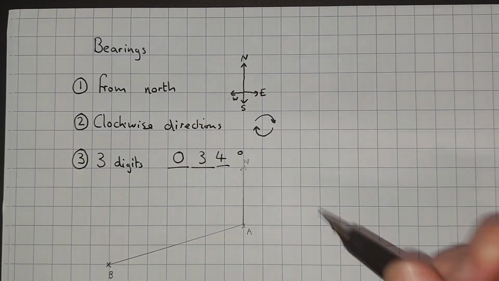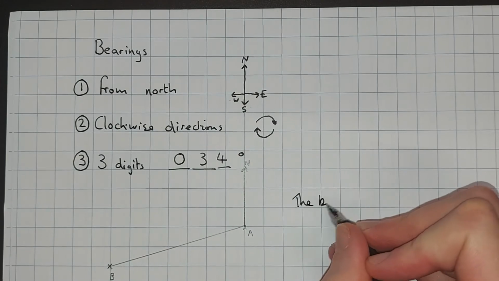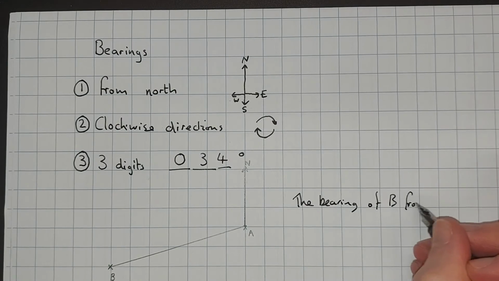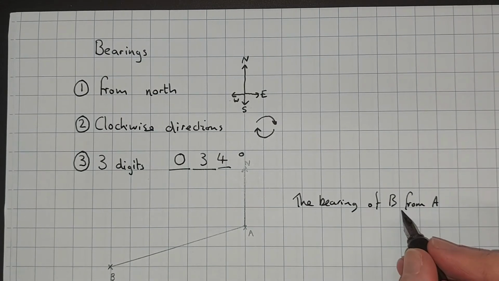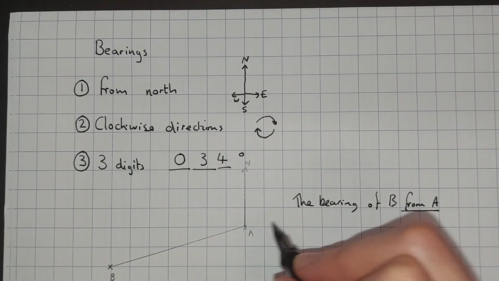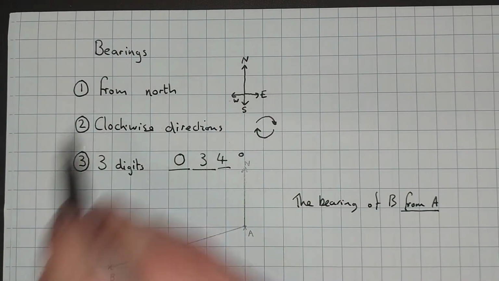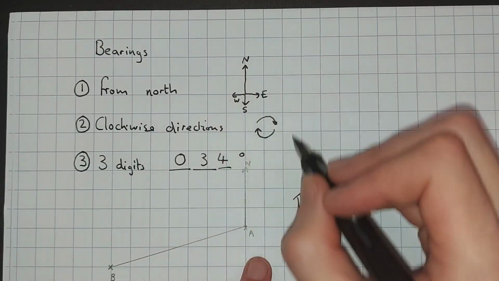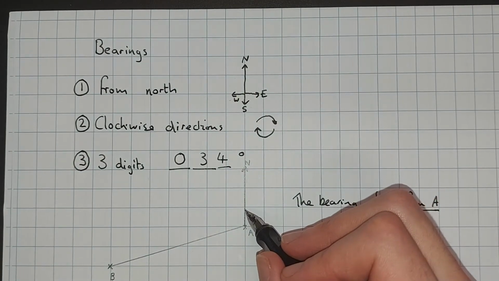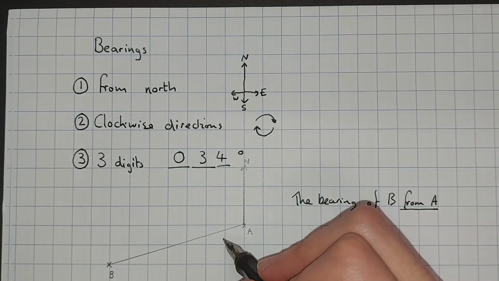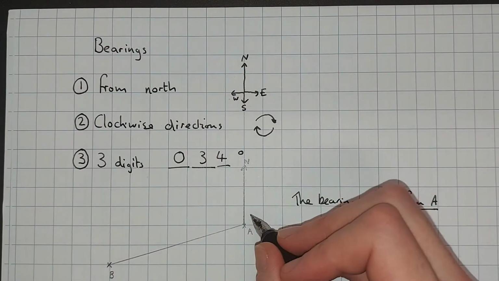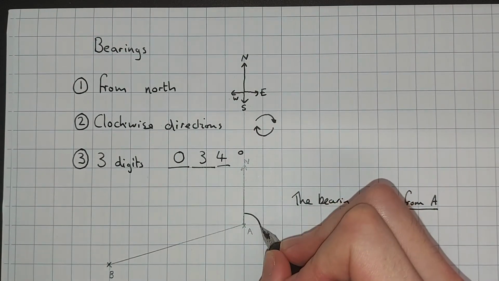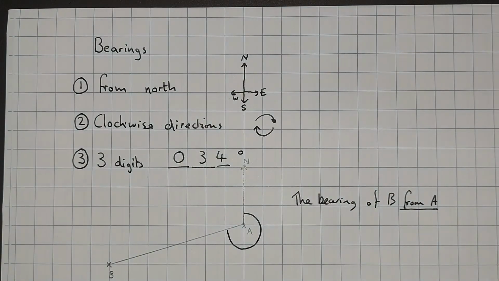Okay, so the bearing of B from A. The important thing of this question is from A. So we're starting at A and then we're going towards B. So first of all, we have to start measuring it from north. So we're going to start from here. Then we have to go in a clockwise direction, so this way around. So that means we're going to go from north in a clockwise direction until we hit that line that's in the direction of B. So your bearing from A to B would be like so, this angle here.